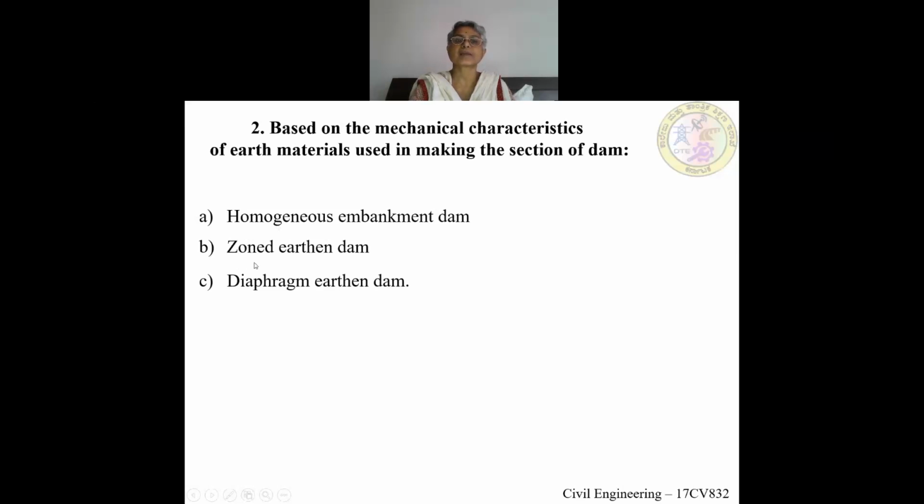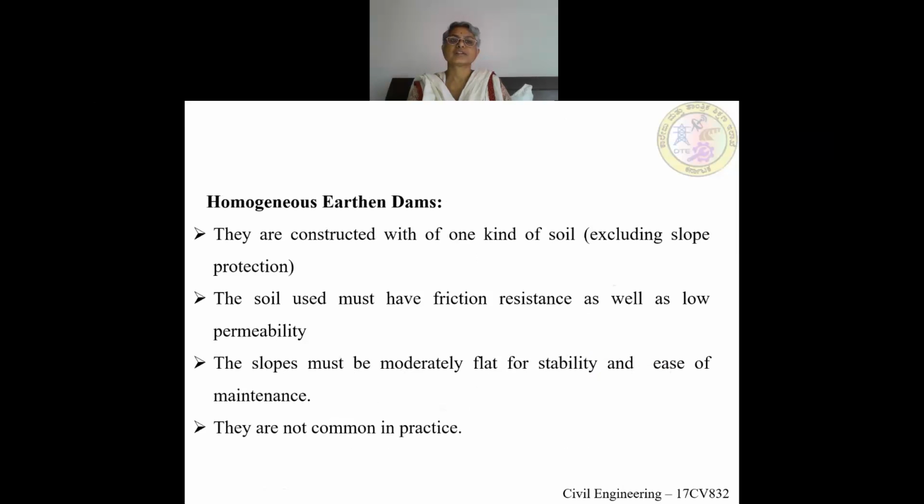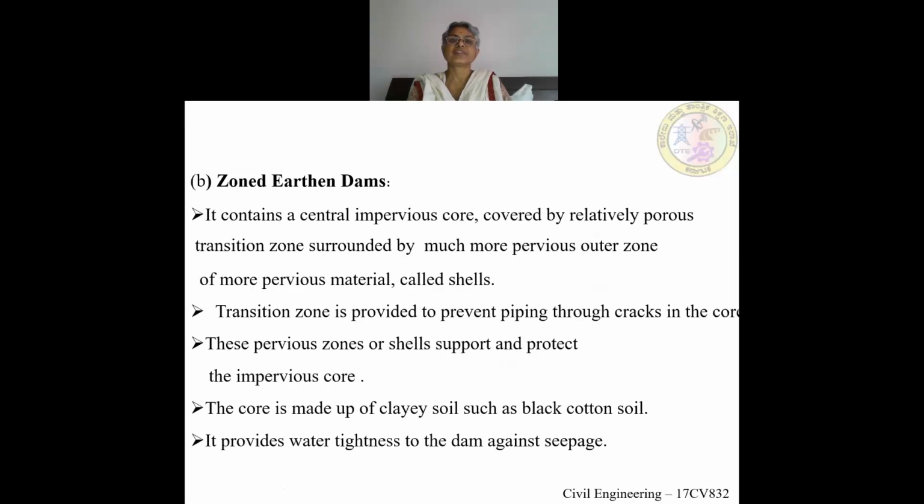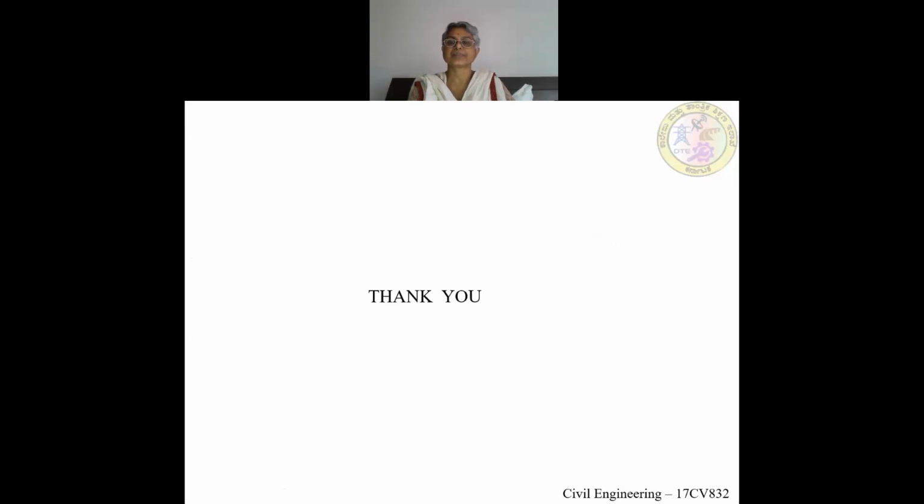Then the zoned embankment dam. There are three zones: the innermost impervious zone, the second one is the transition zone, which is mediocre pervious, and the outer zone, which is called the shell, is more pervious. In the diaphragm dam, there is a diaphragm at the center of the dam. So this is all about the earth dam and the different types of earthen dam. Thank you.